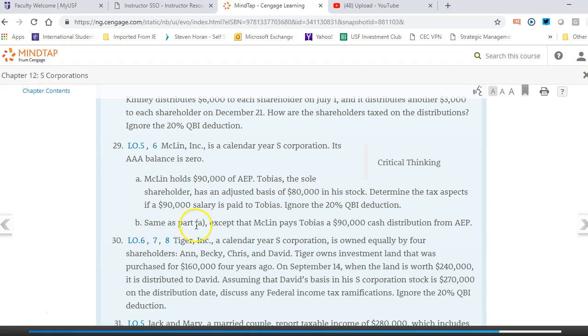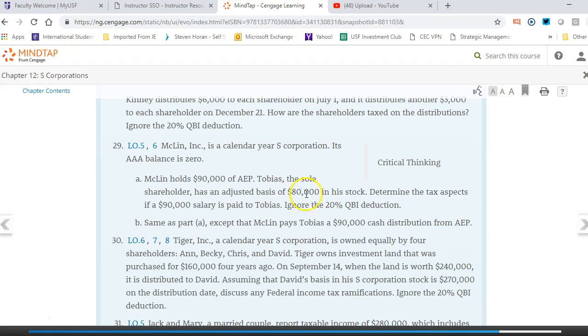And then letter B, the same as part A, except now he takes a cash distribution from AEP. Okay, so McGlynn is a calendar year S Corp. AAA is 0, holds 90,000 of AEP. Tobias, the only owner, has an adjusted basis of 80,000. Determine the tax aspects if 90,000 salary is paid to Tobias. And this is something we actually looked at with the LLCs and partnership stuff. You can imagine how that works, right?